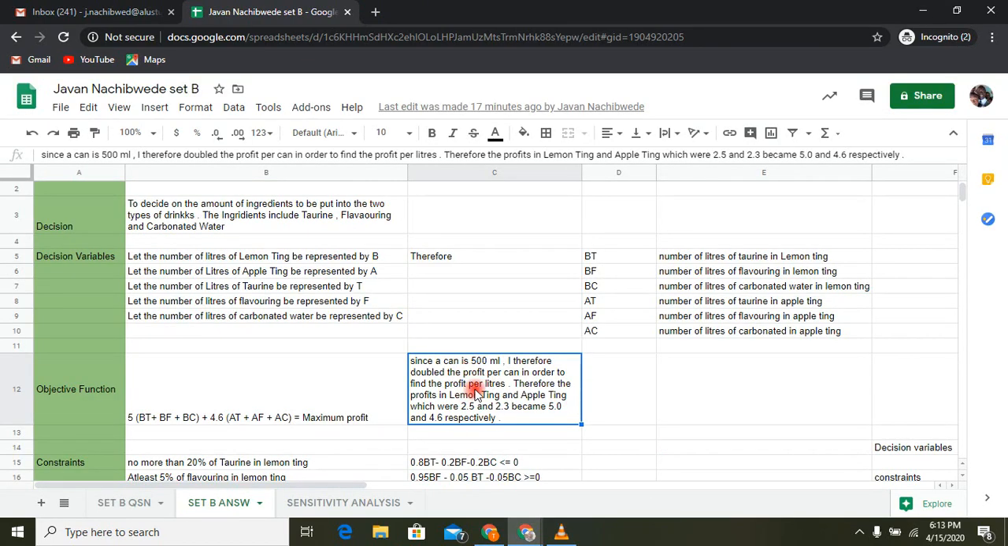Since a can is 500 ml, I therefore doubled the profit. The profits for lemon tongue and apple tongue, formerly 2.5 and 2.3, become 5.0 and 4.6 per unit. That's per liter, as I stated earlier. Each unit is a liter, and it will give me 5.0 and 4.6 dollars respectively.